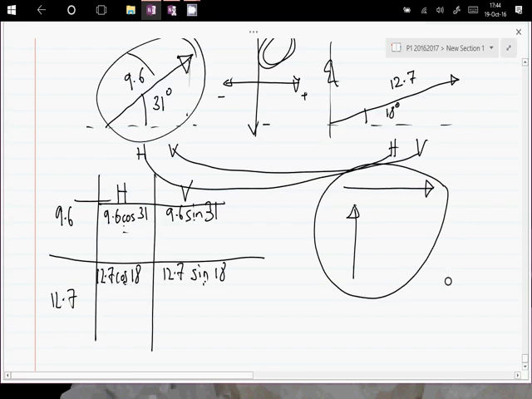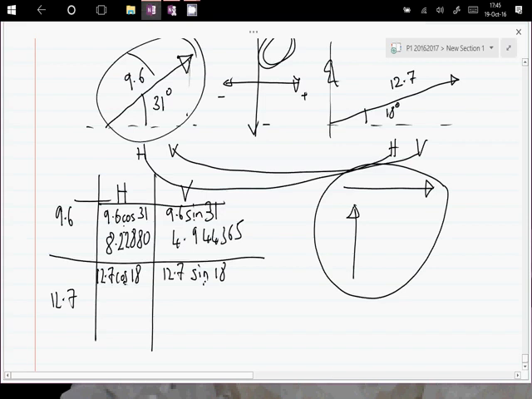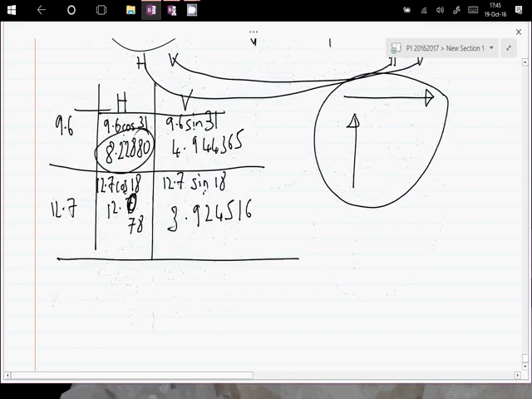For calculation, 9.6 cosine 31 is equal to 8.22880. Don't forget, carry as many sig figs as you can so that in the end it's accurate. 9.6 times sine 31, don't put three sig figs here, as many as you can get, is 4.944365. 12.7 times cosine 18 is equal to 12.078. And then this one is 12.7 times sine 18, and that is 3.924516.